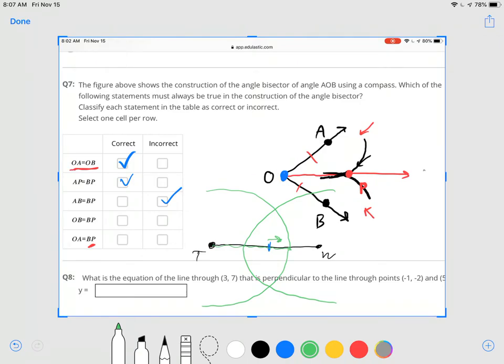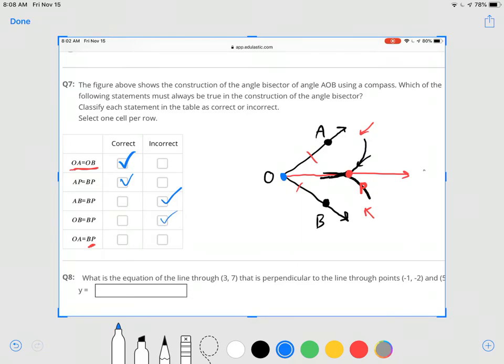Okay, so it's kind of similar with this statement here, claiming that OB has to be the same as BP. They don't actually have to. You don't actually have to use the same exact circle that you use in the first step, and it'll still work. Okay, so this is a no.